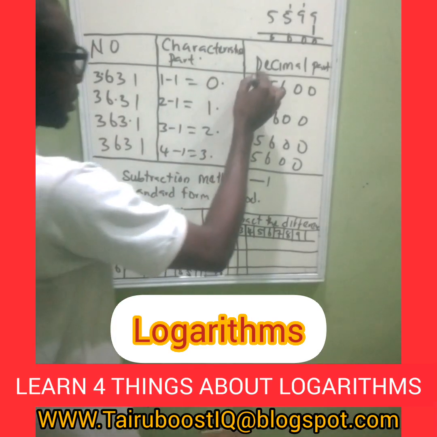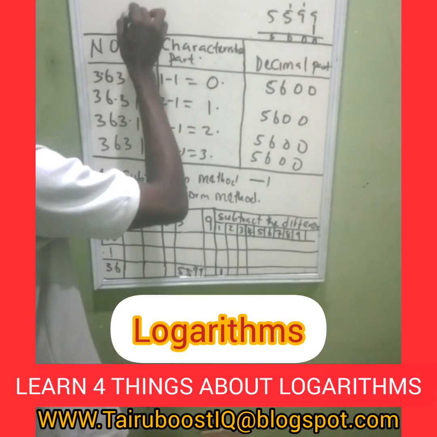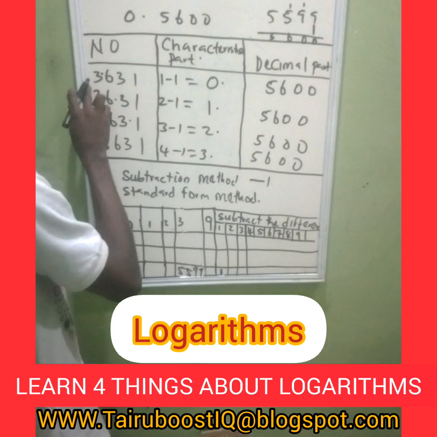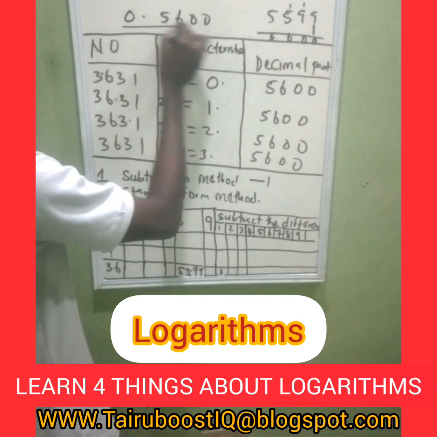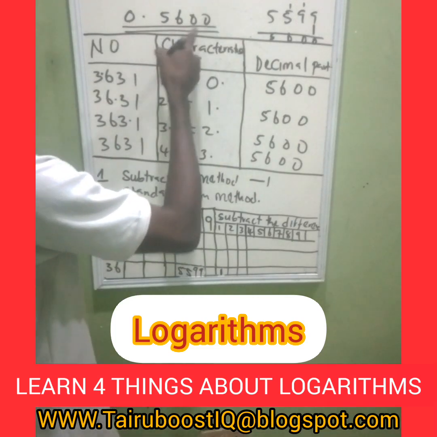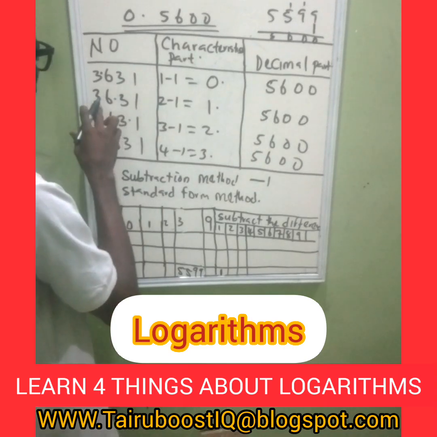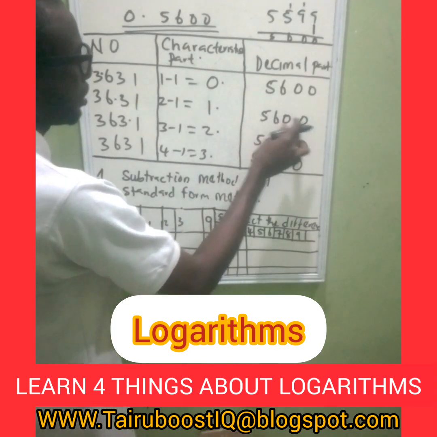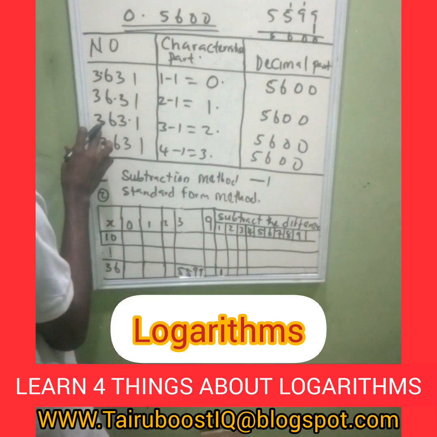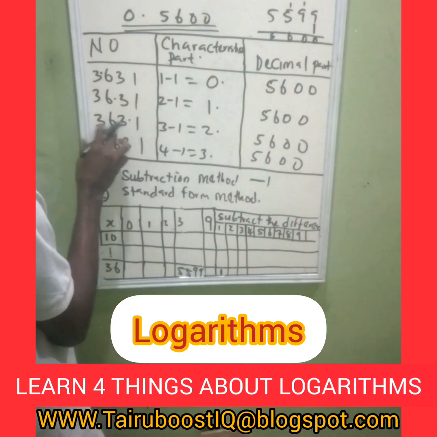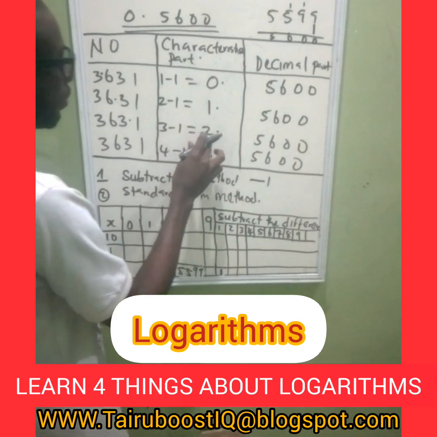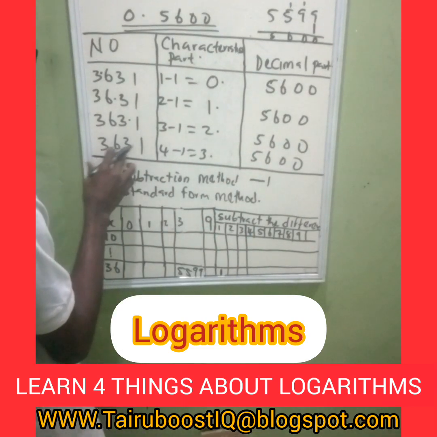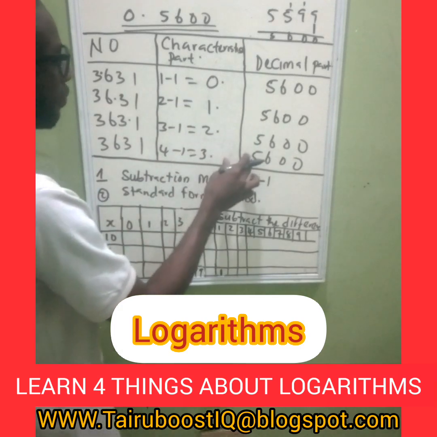So when you now join these two, we now have 0.5600. That means when you press log 3.631, this is what is going to give you 0.5600. And when you press log 36.31, it's going to give you 1.5600. And when you press log 363.1, it's going to give you 2.5600. And when you press log 3631, it's going to give you 3.5600.